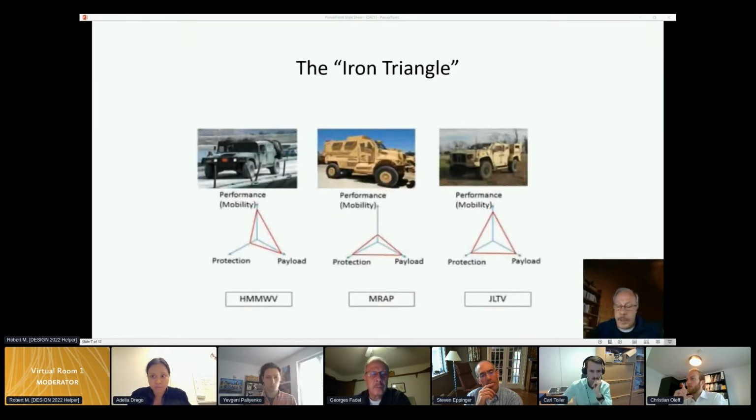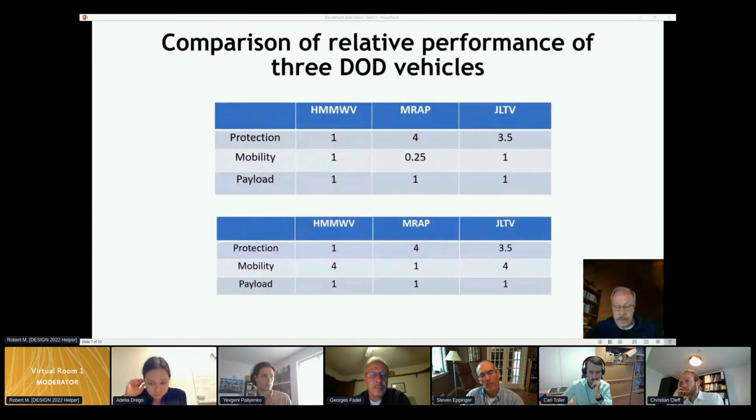The Army published the following iron triangle to show how Army vehicles evolved in the past 30 years, from the Humvee to the MRAP to the JLTV. The three metrics considered are performance, protection, and payload. Comparing these three vehicles, we see that protection was the main criterion addressed, but had some trade-off in mobility between the Humvee and the MRAP. And the next iteration produced the JLTV, which still had significantly better protection than the Humvee, but slightly less than the MRAP, however, much better mobility than the latter.